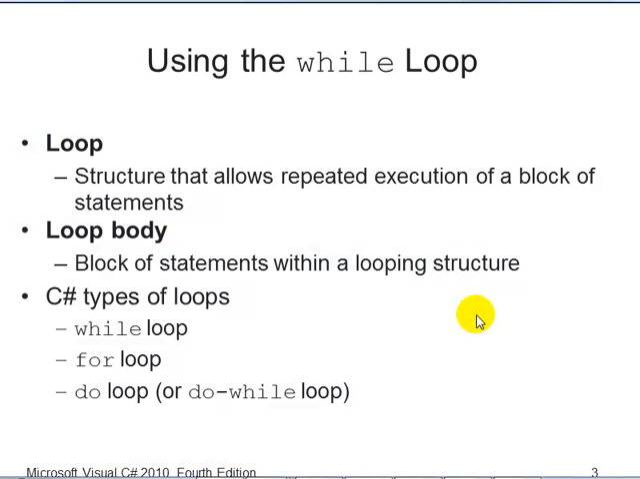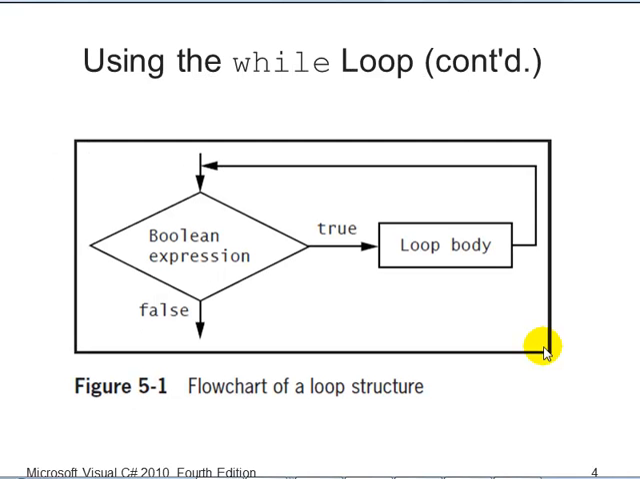There are three main ways to create a loop in the C# programming language. Number one is the while loop. Number two is the for loop, and the third one is called the do loop, or often called a do while loop. And we'll look at all three ways to create a loop in the C# programming language.